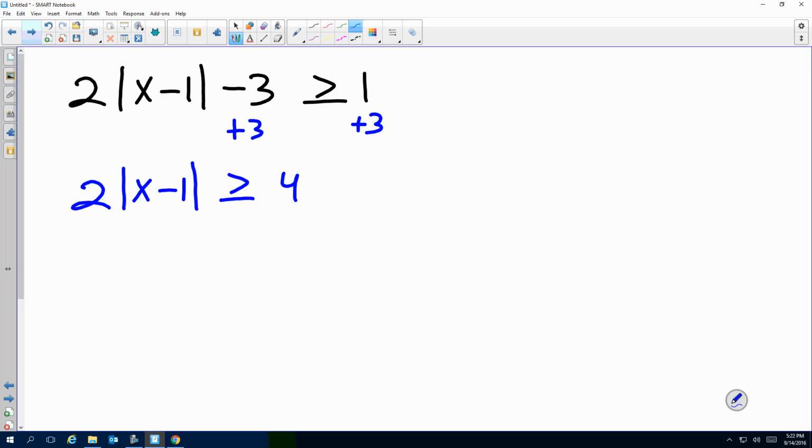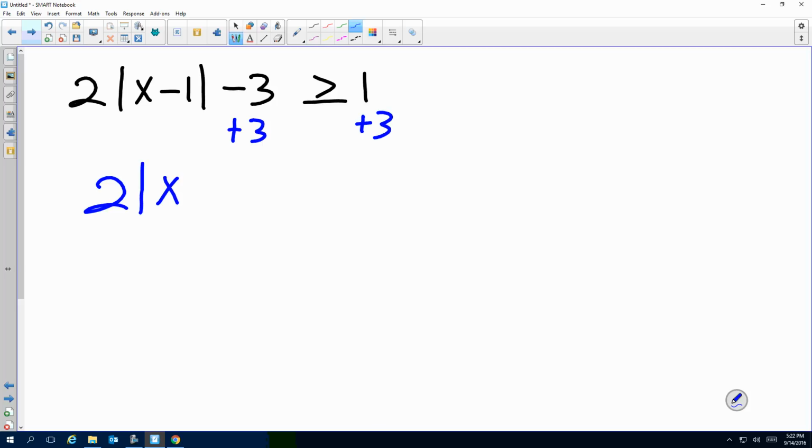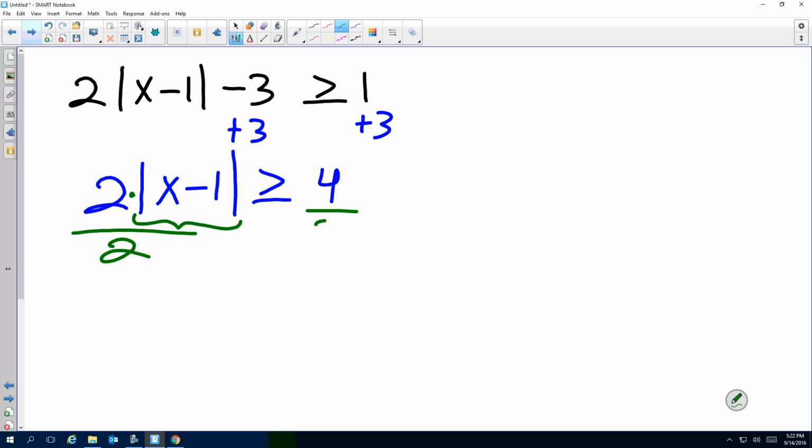Let's look at one more. Here. Oh, man, I've already started it. I need to erase some of this so y'all can see me work this problem. Now, here, again, work your way from the outside in. Add 3 to both sides, okay? This will give me 2 absolute value of x minus 1 is greater than or equal to 4. Now, we got to get down to just the absolute value sign. That's all we really want. So how do I get rid of this 2? I can divide by 2. Dividing by 2, that'll get rid of that. So now I just have the absolute value of x minus 1 is greater than or equal to 2.